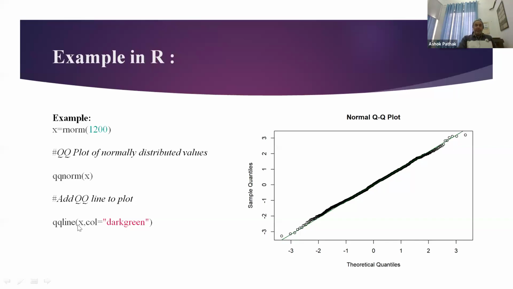You just put qqline with the sample and color dark green, and you will get this kind of plot. The straight line is the theoretical quantile, and the dotted points are the empirical quantiles. Since the theoretical and empirical quantiles are close to each other and fall on the same line, this data set is a normal data set. So this is very useful.